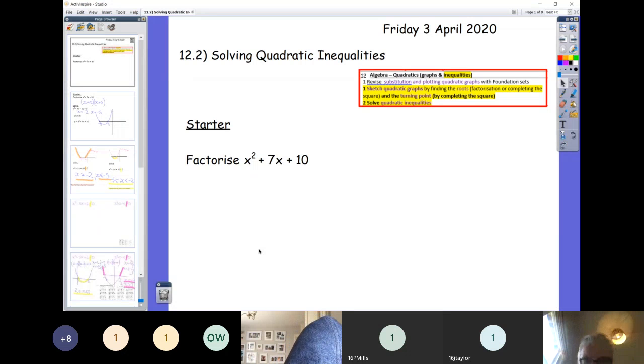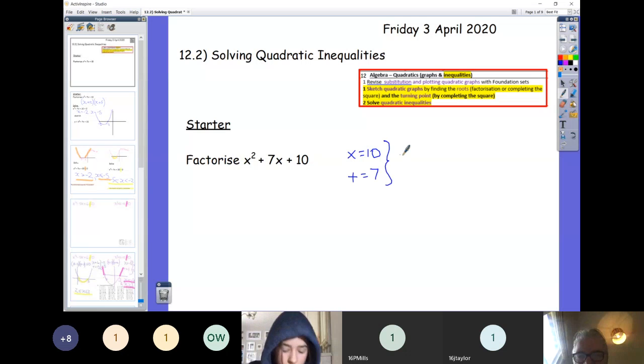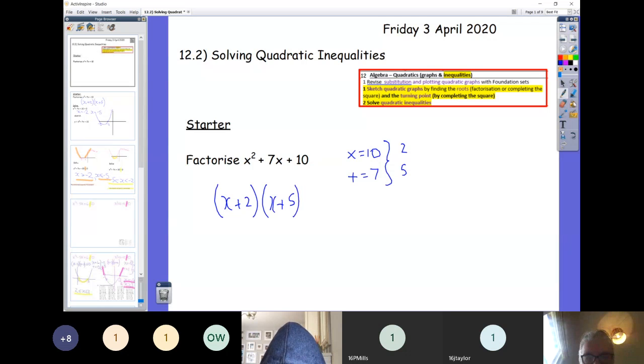Just to remind you all, our two magic numbers multiply to be the 10, and at the same time they've got to add to be the 7. So the two magic numbers are 2 and 5. 2 times 5 is 10, 2 add 5 is 7. So factorising, you get x plus 2 and x plus 5. Easy peasy.